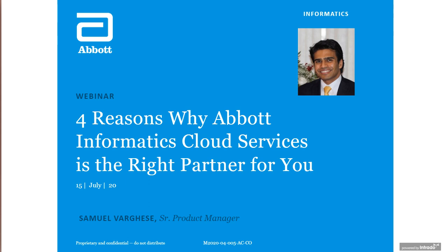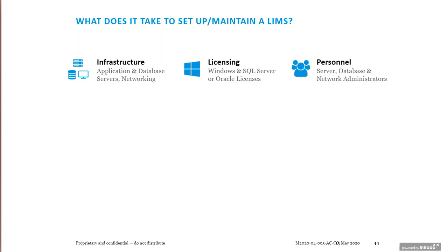So what I'd like to do today is start out with just discussing what it would take if you were thinking of hosting the LIMS yourself. There are 3 primary components. The first one is infrastructure, and that includes application, database servers, and networking servers, the networking components that you would need to connect these different systems together. Second is licensing. This would include Windows licensing as well as some type of database licensing. For STARLIMS, that would be either SQL Server or Oracle licenses.